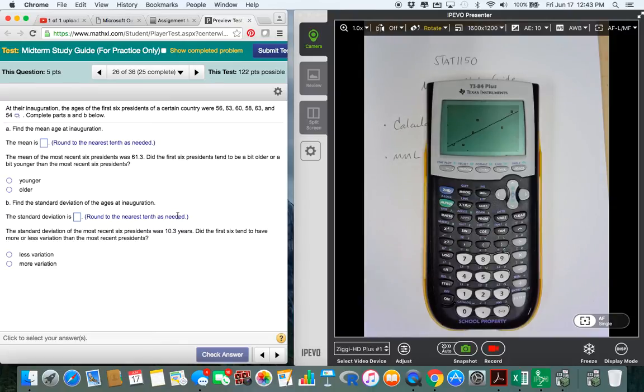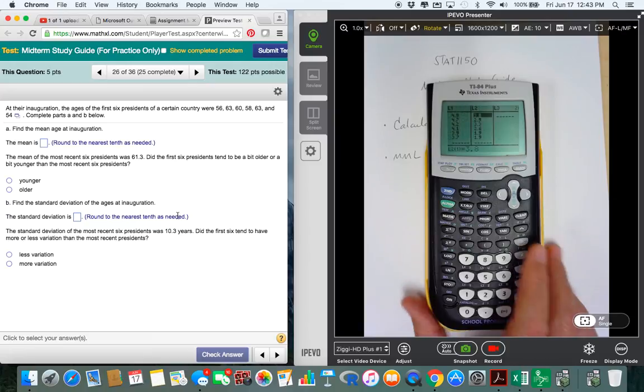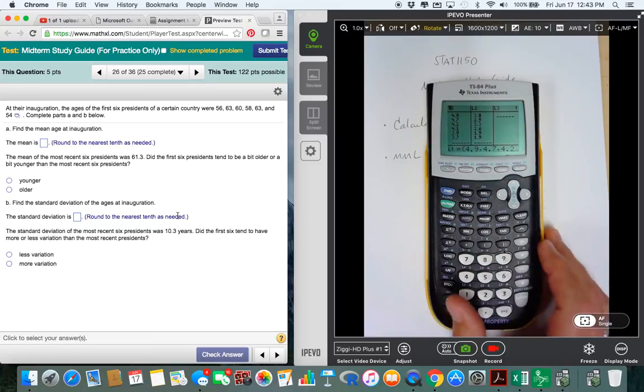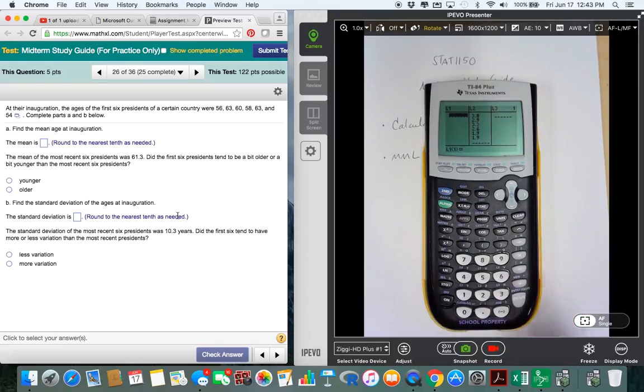Okay, at their inauguration, the ages of the first 6 presidents. So, guys, I'm going to go over here and I'm going to clear this out. And I'm going to type these numbers in. So I have 56, 63, 60, 58. I love small data sets like this because it doesn't take long to enter the numbers.